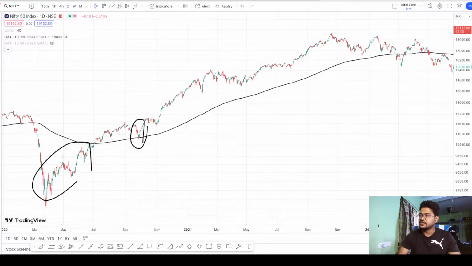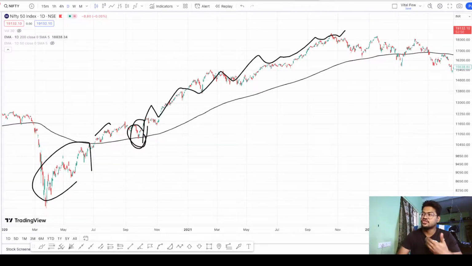Okay, this is the COVID crash. These are not the places where we should make entry. We should only make entry once we get confirmation from the 200 days exponential moving average. You can see that the price is using this as support now, and now you can take your entries in any stock or the index.